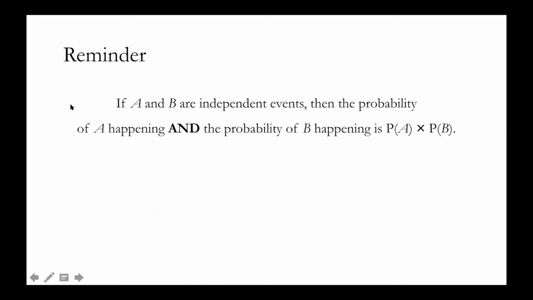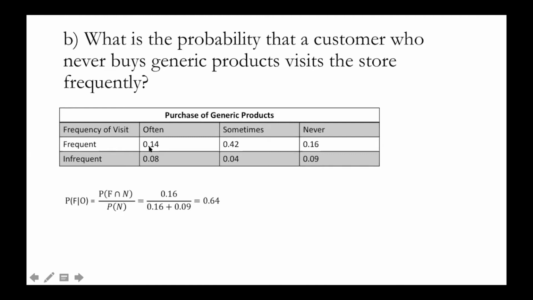Okay, sure, great. So yes, the first question is, what is the probability that a customer who never buys generic products visits the store frequently? So here we know that the intersection of being a frequent customer and never buying generic products is 0.16. And then to calculate the probability of never buying a product, you simply sum up the probabilities of never buying the product and being a frequent and infrequent customer.